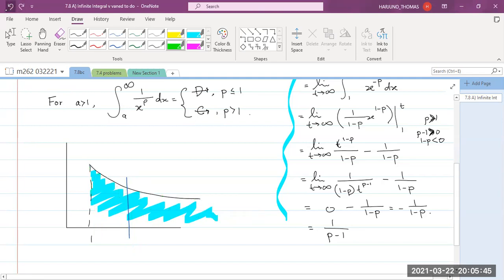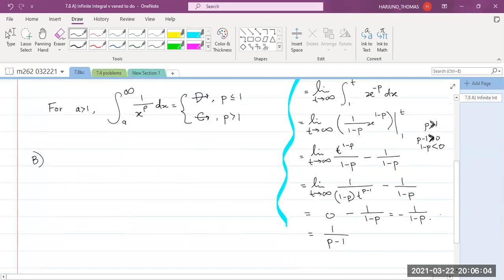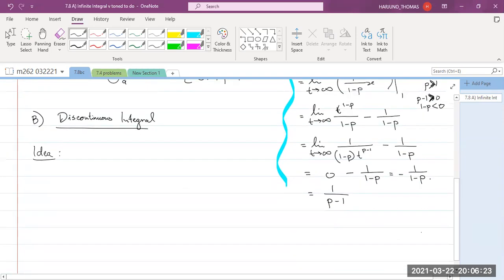Now that actually gets into the convergence theorem, the comparison test, comparison theorem. But let me go on to part B. That's the integral involving singularity, discontinuous integral. Idea: suppose we have a function that is going to infinity at b. It goes to infinity at b.